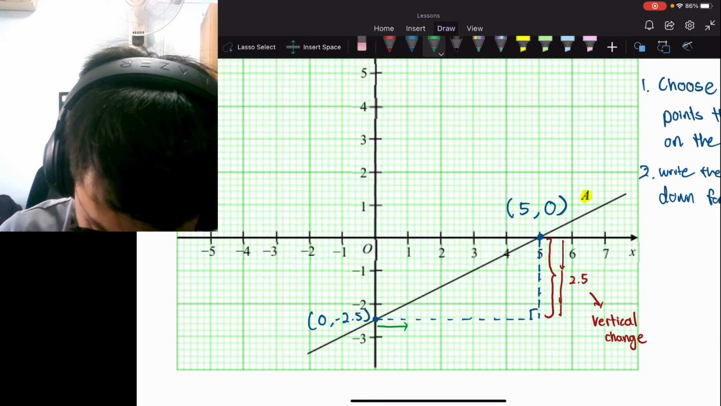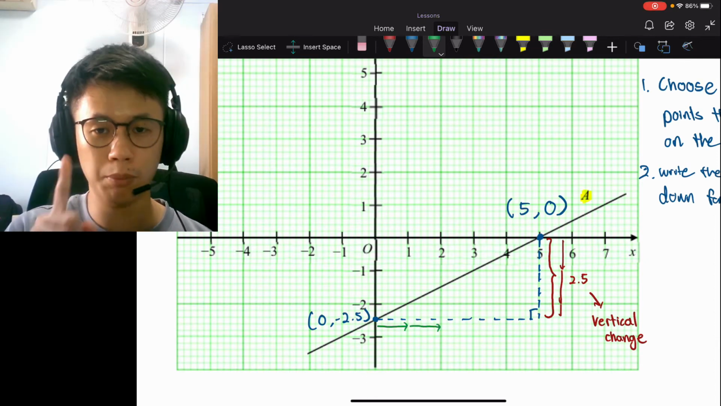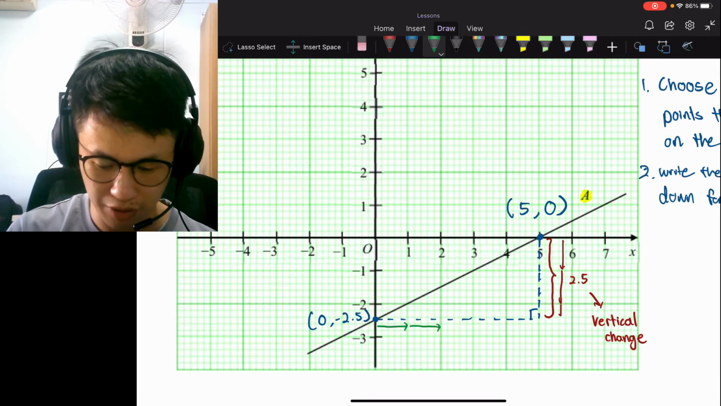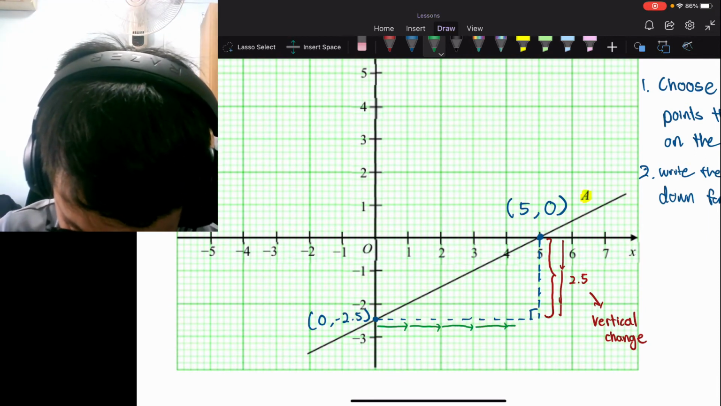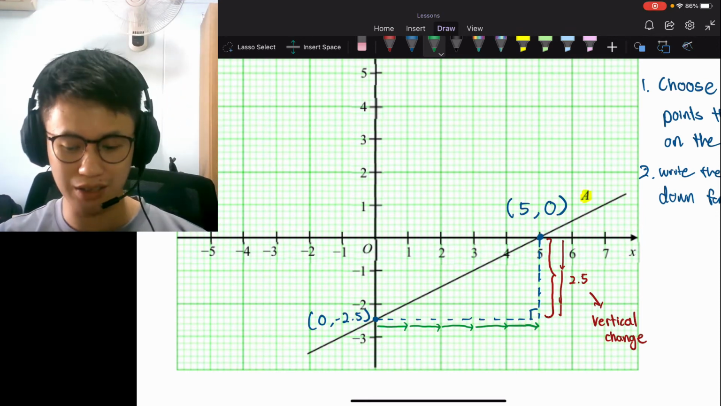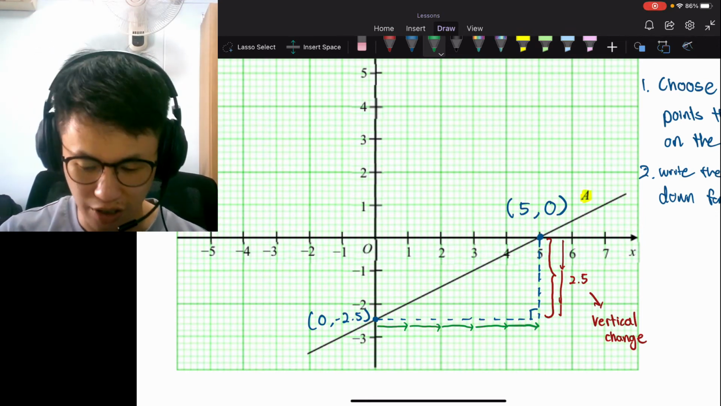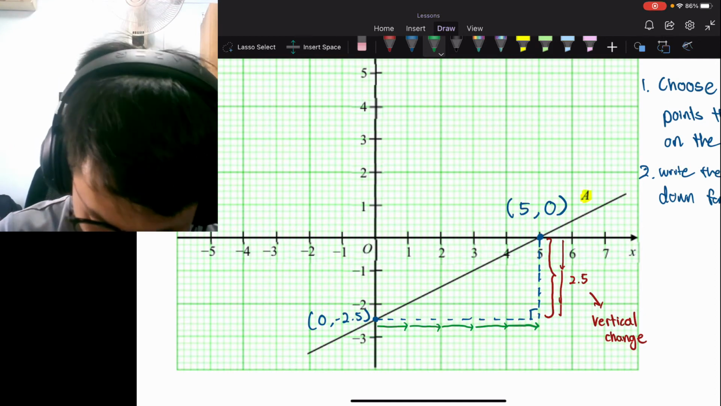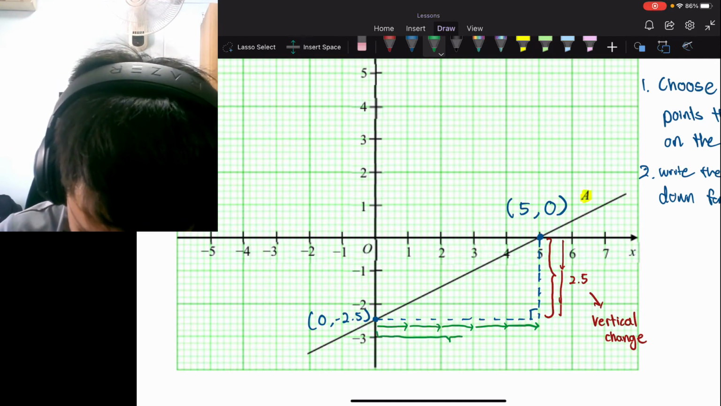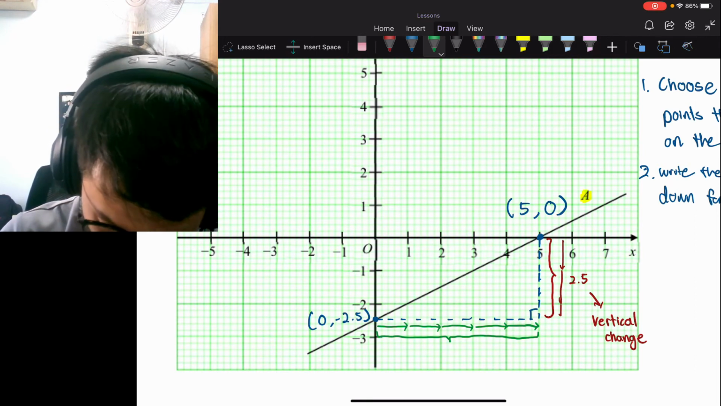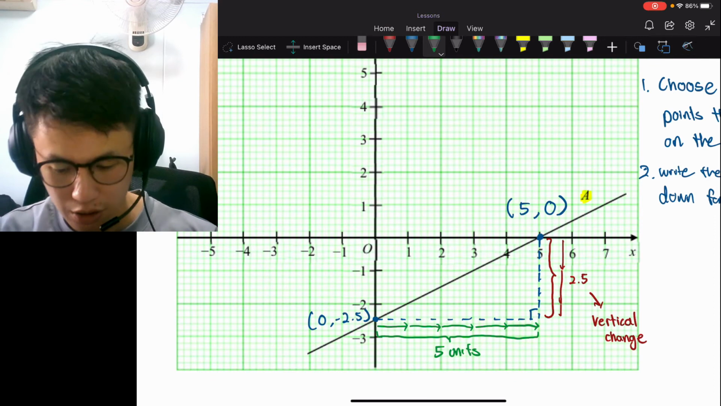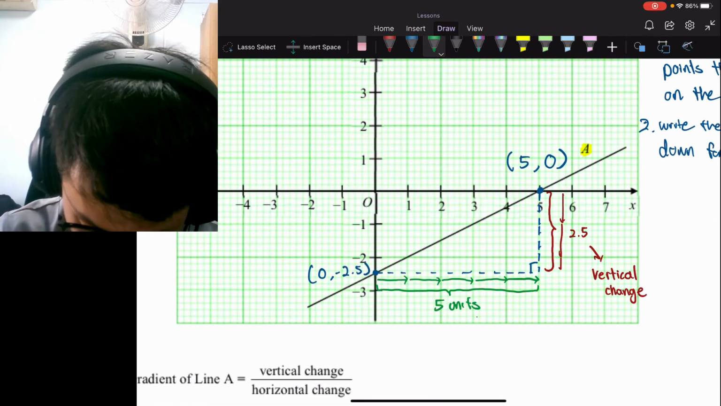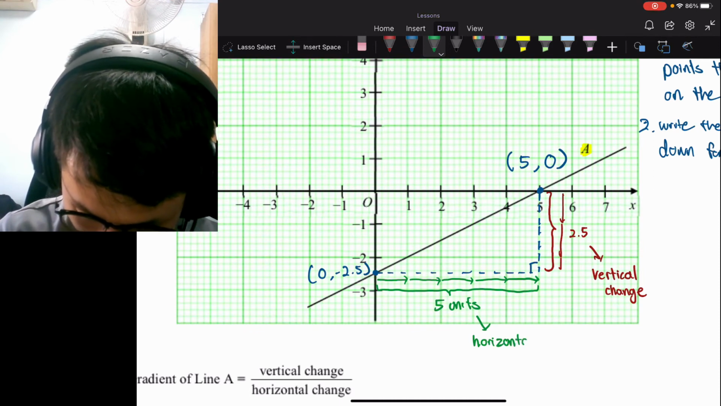Then I'm going to count the number of units here. I got 1, 2. You will always start from the point on the left first. 2, 3, 4, 5. Actually, you're just finding the length of this side and this side of the triangle, if you think about it. So in this case, this entire thing has a total of 5 units. Now this line is horizontal, right? So this line is called the horizontal change.